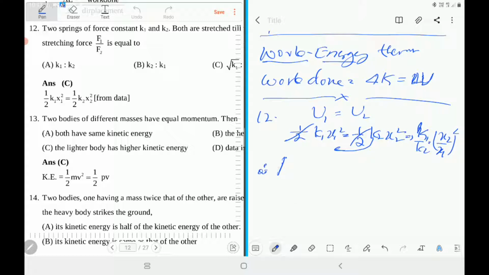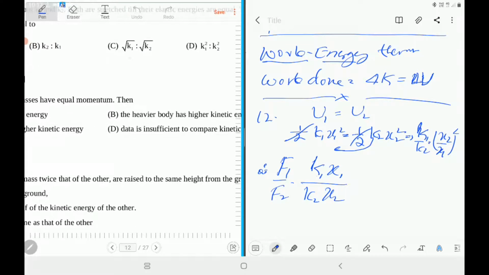Therefore, what is the ratio of the spring forces, F1 to F2? What did you write? Spring force is Kx. What is spring force? Spring force is K times x. For the first spring, having constant K1, extension x1, divided by constant K2, extension x2. Now, in the options, you have the values K1, K2, right? So, how do you continue?